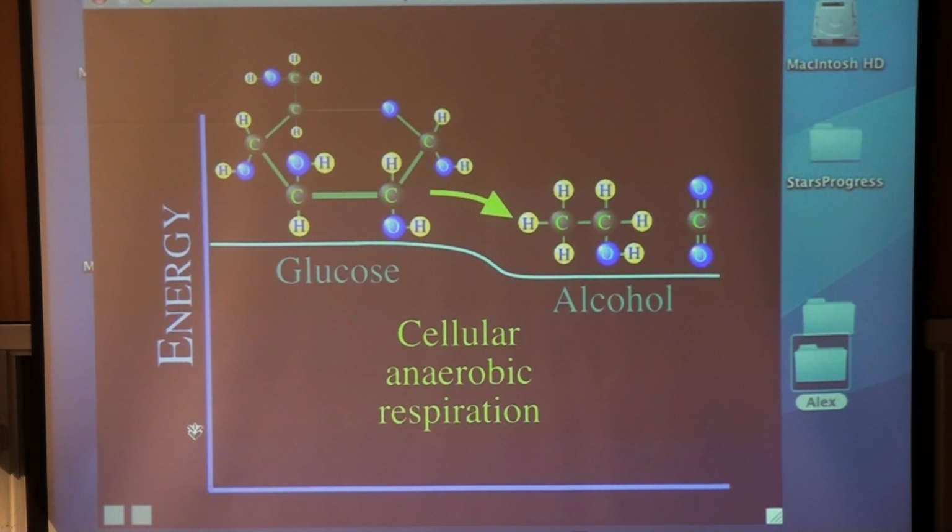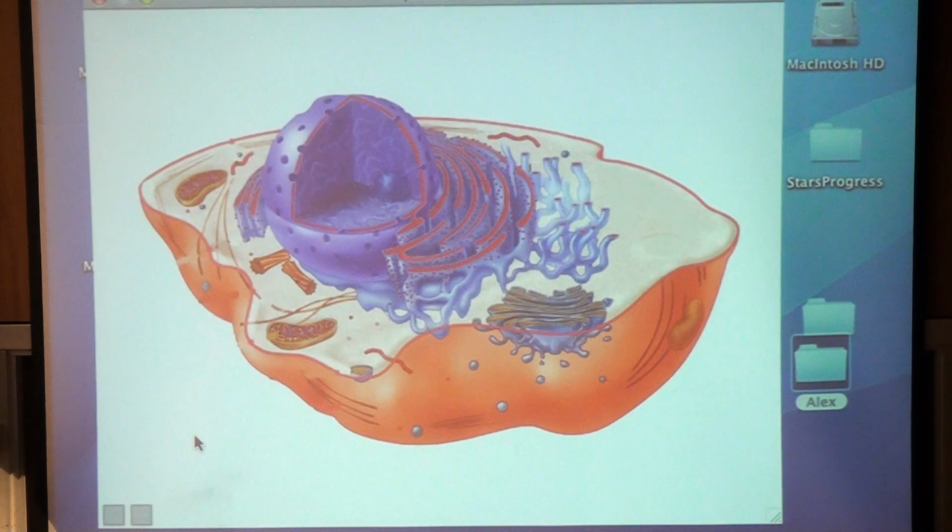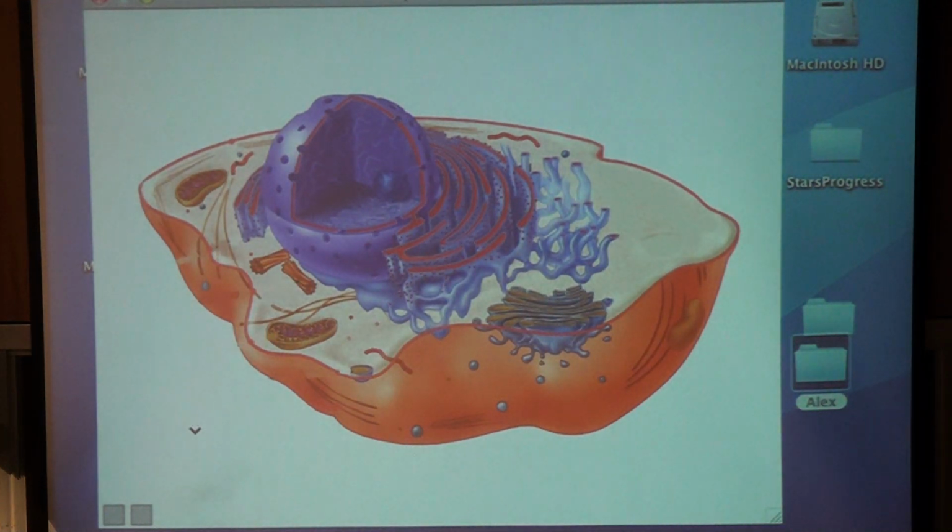Okay, well, what we're going to do for the rest of this period is focus in on the aerobic respiration, the oxygen-using one. And we'll come back to this maybe next week after we've talked about the aerobic respiration. This is an artist's depiction of a cell. I guess it's supposed to be an animal cell because it doesn't have any chloroplasts or cell wall.